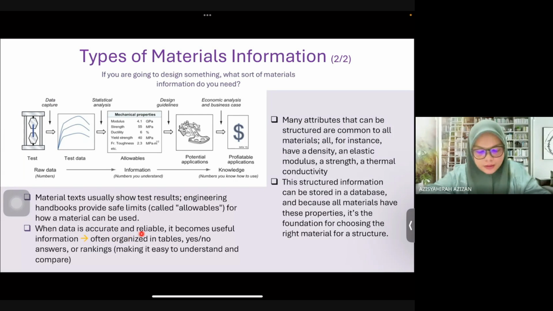All right, when the data is accurate and reliable, it becomes useful information. So this data is actually being organized in a table like this, sometimes in the form of yes/no answers or ranking. Why? Because it makes it easy to understand and to compare. Many attributes can be structured that are common to all materials. For instance, most materials have density, elastic modulus, strength, as well as thermal conductivity.